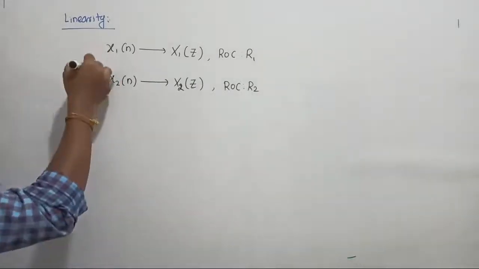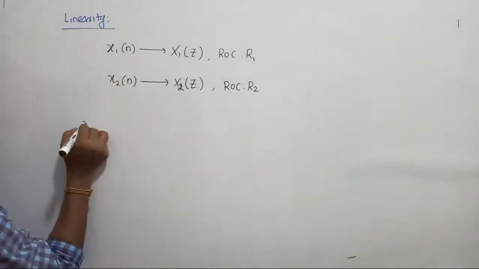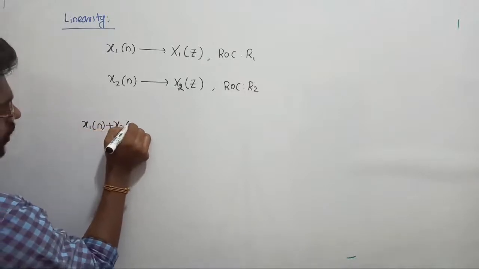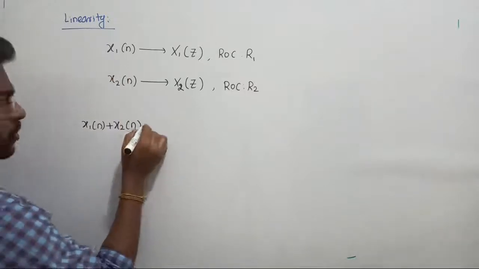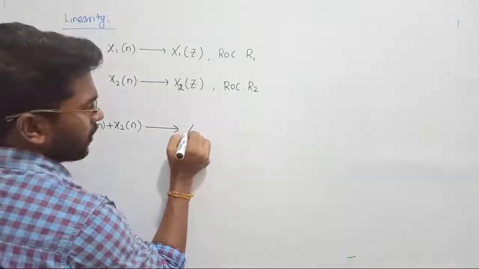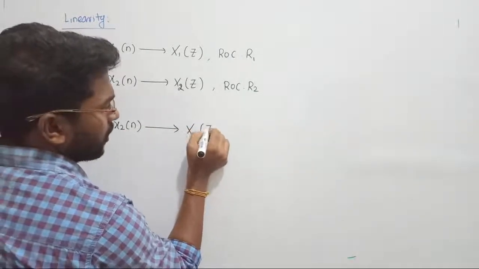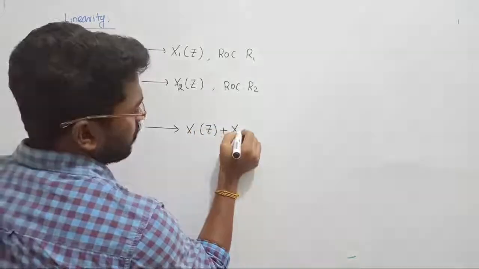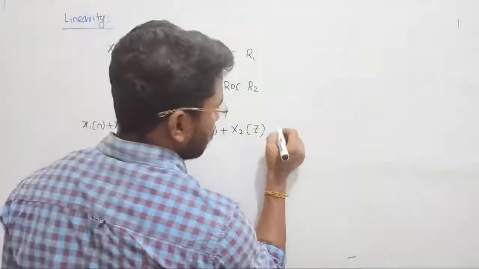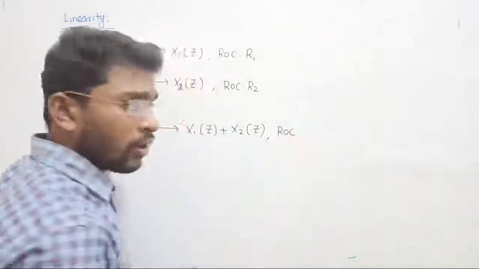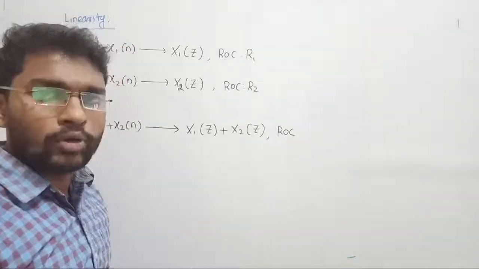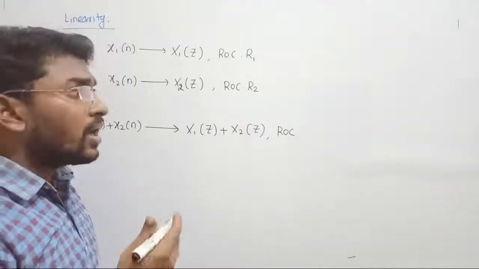Now, according to linearity, you can club these two signals together, x1 of n and x2 of n. Instead of passing them separately, you can pass them through the system together such that the corresponding Z transformation is X1 of z plus X2 of z. What is its region of convergence? We all know that when a system has more than one pole, the ROC is the common region.